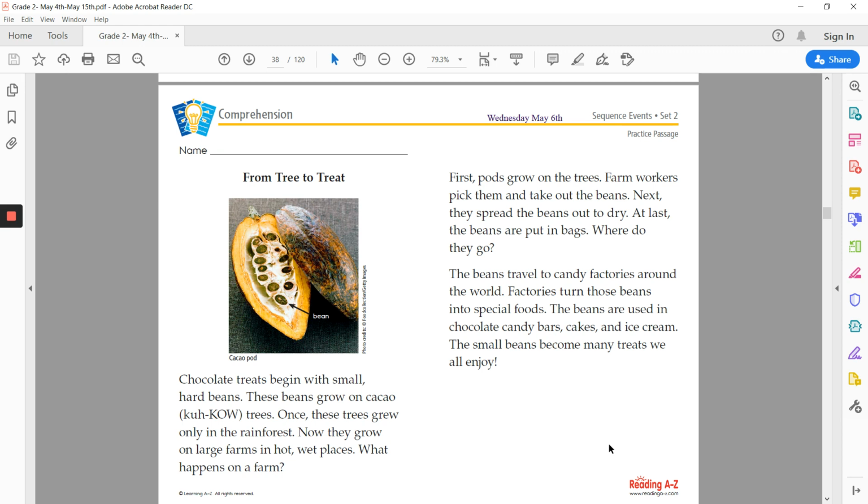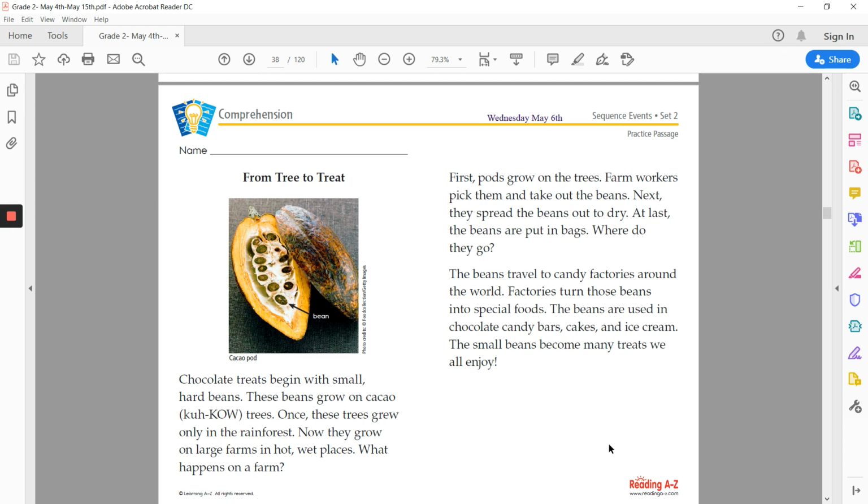Where do they go? The beans travel to candy factories around the world. Factories turn those beans into special foods. The beans are used in chocolate candy bars, cakes, and ice cream. The beans become many treats we all enjoy.